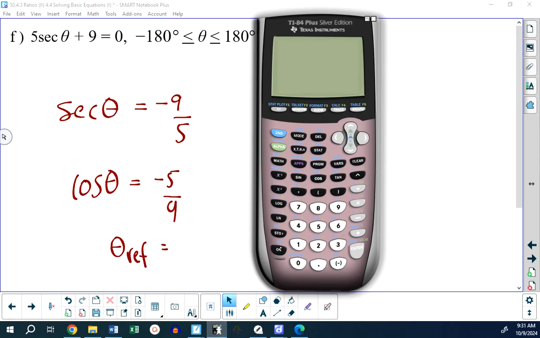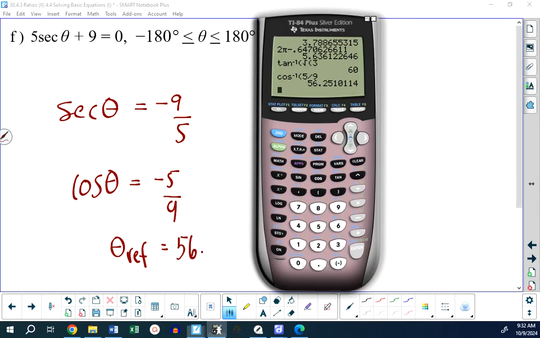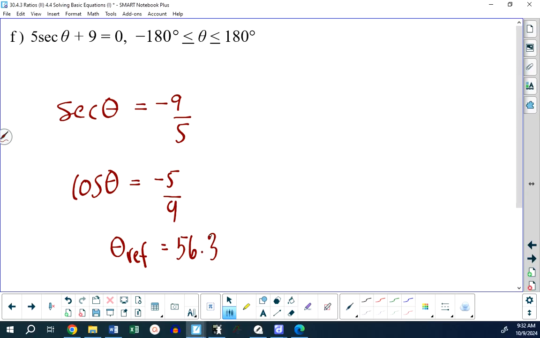You're simply going to put your calculator in degrees. Take the inverse cos of 5 over 9, no negative, and get a reference angle of 56 degrees. Well, 56.3 degrees.